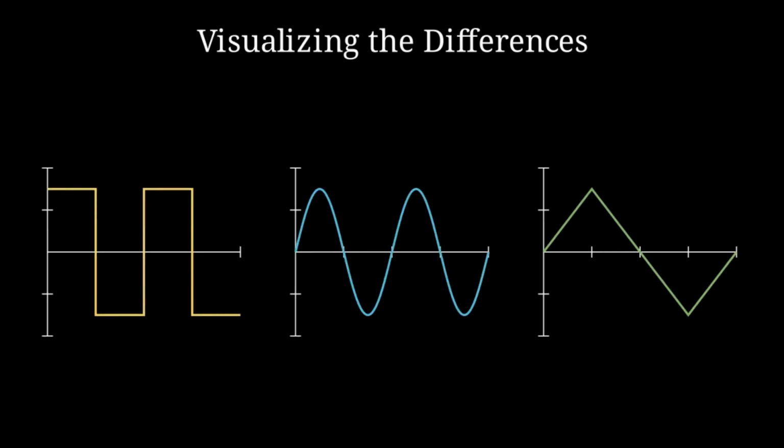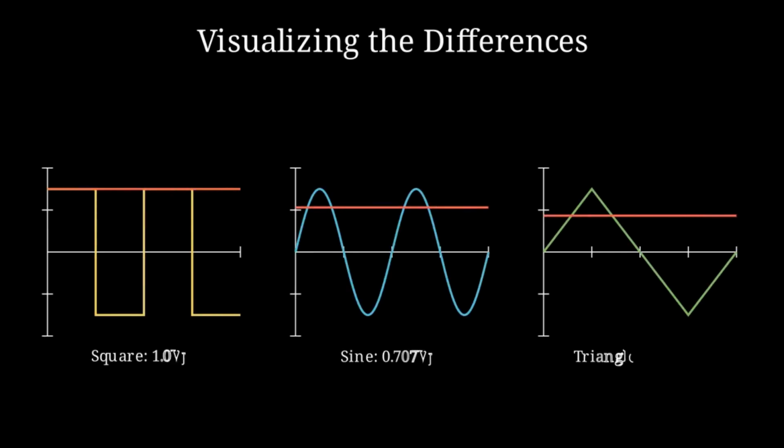Visualizing these together helps build intuition. Even if 3 waveforms have the same peak voltage, they deliver different amounts of power. The fuller the shape of the wave, the higher its RMS value relative to its peak.